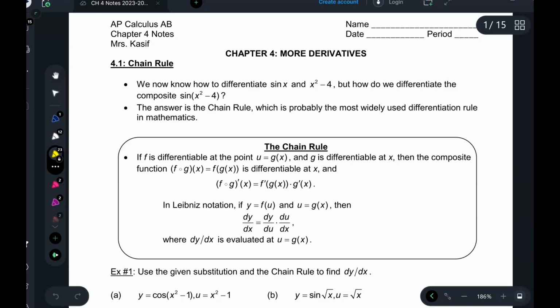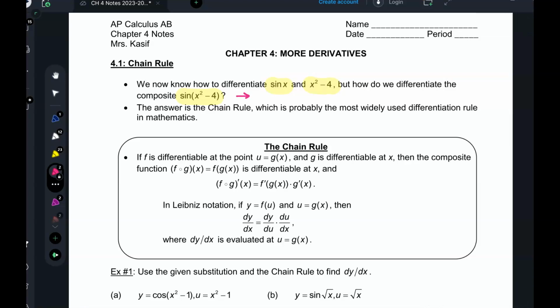Here's an example. So we know how to do sine of x. What's the derivative of sine? Cosine. And we know how to do the derivative of x squared minus 4. But when we put those together, how do we do the derivative of sine of (x squared minus 4)? What would that look like? It would be cosine of (x squared minus 4).